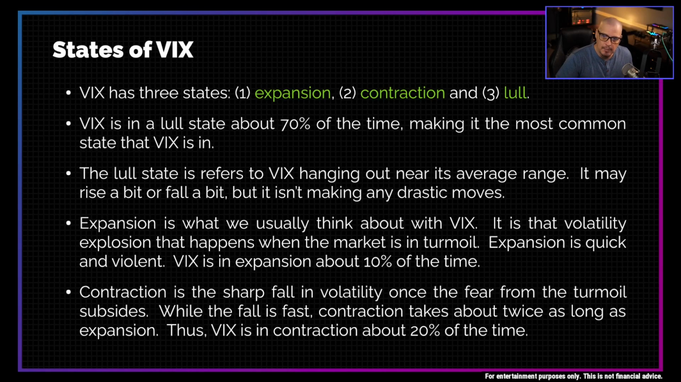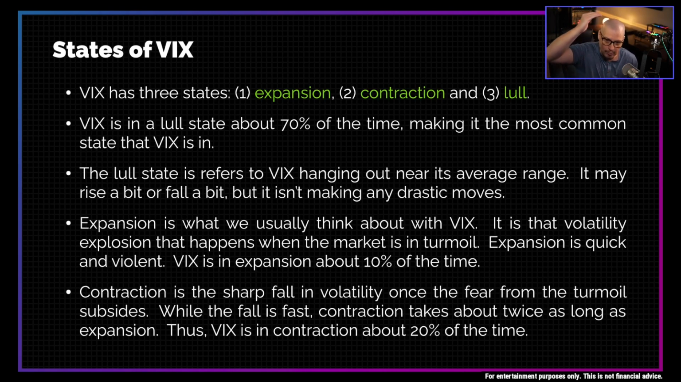Expansion is usually what we think about when we think about VIX. When we think about volatility, we think about volatility exploding. We think about vol explosions, and that happens when the market is in serious turmoil. That expansion is quick, it's violent, and sometimes you can get hurt because of that volatility expansion. VIX is only in expansion about 10% of the time. Now, what happens when volatility has that sudden, dramatic expansion? When VIX all of a sudden goes higher, what happens right after that? Well, typically, you get the contraction. You're going to get the contraction.